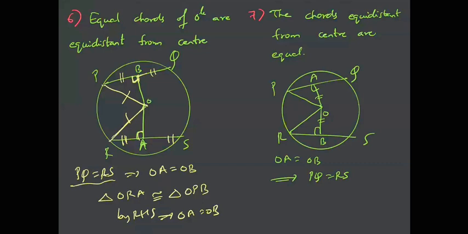Again, by the same RHS congruency, since OP is equal to OR is equal to the radius, you can prove that triangle OPA is congruent to triangle ORB by RHS. So this implies that RB is equal to PA. So then if you double this, you'll get PQ is equal to RS. Fine. Let us move further.